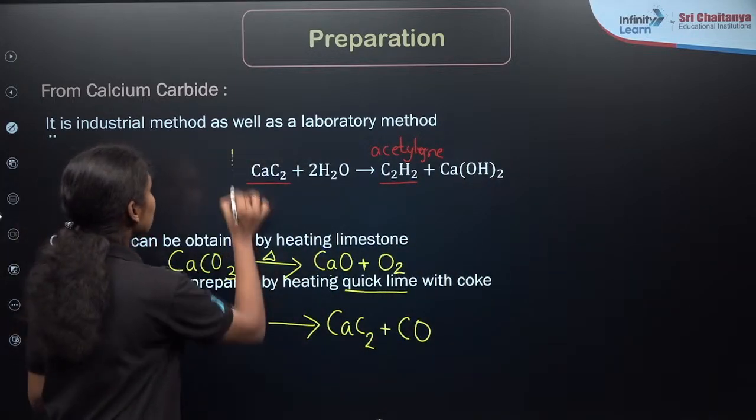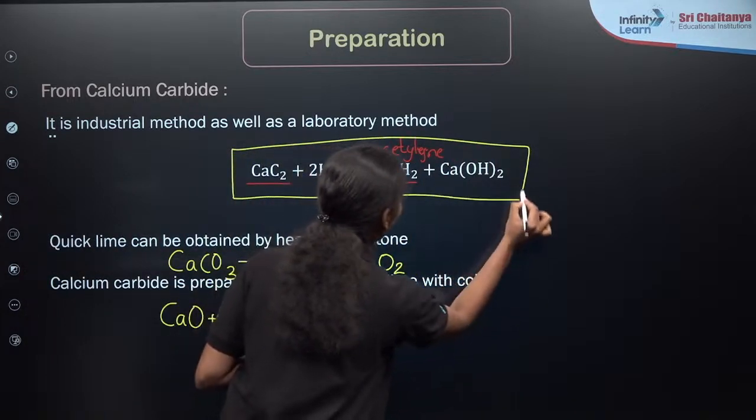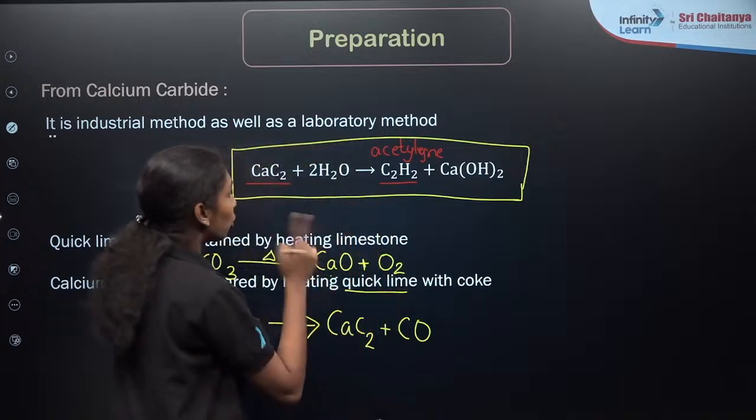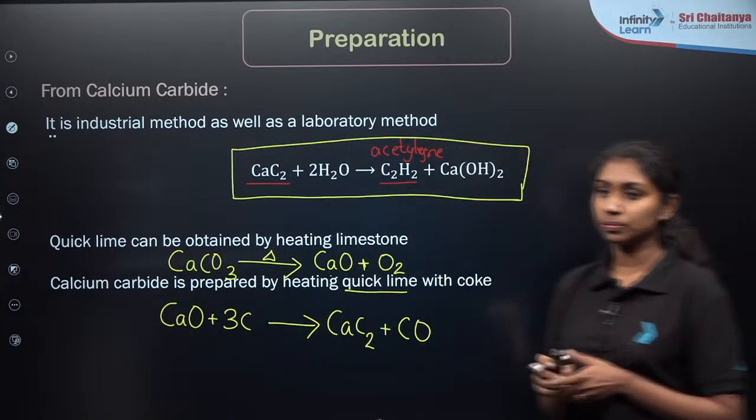Here you have to note that the preparation of acetylene is from calcium carbide on hydrolysis, or the addition of a water molecule, to form acetylene, or C2H2. Is that clear?